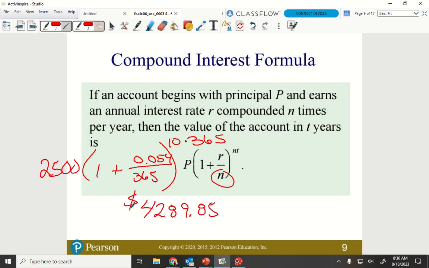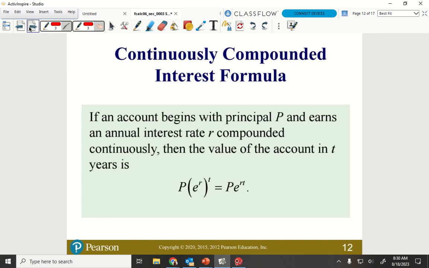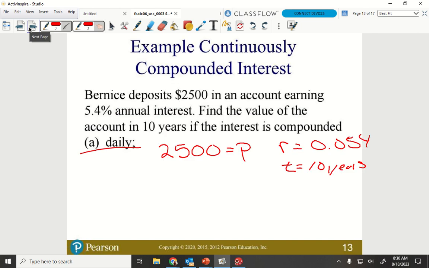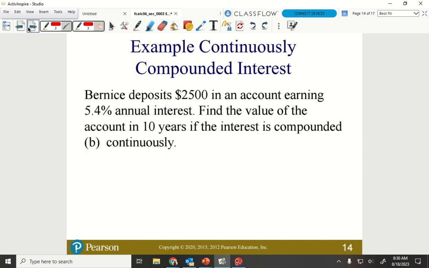So there's my daily. My next one is going to be asking for continuously. So continuously is the e one, right? Yeah, the one with e. So it's going to be 2,500 e raised to the 0.054 times 10.